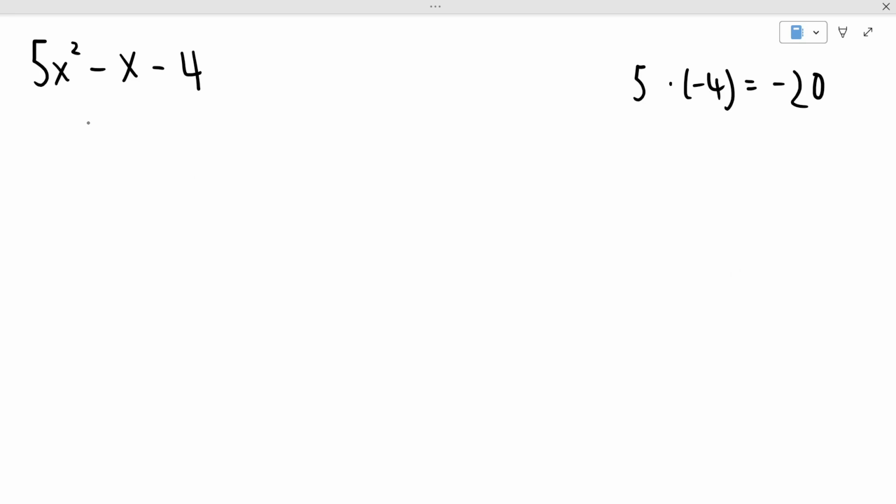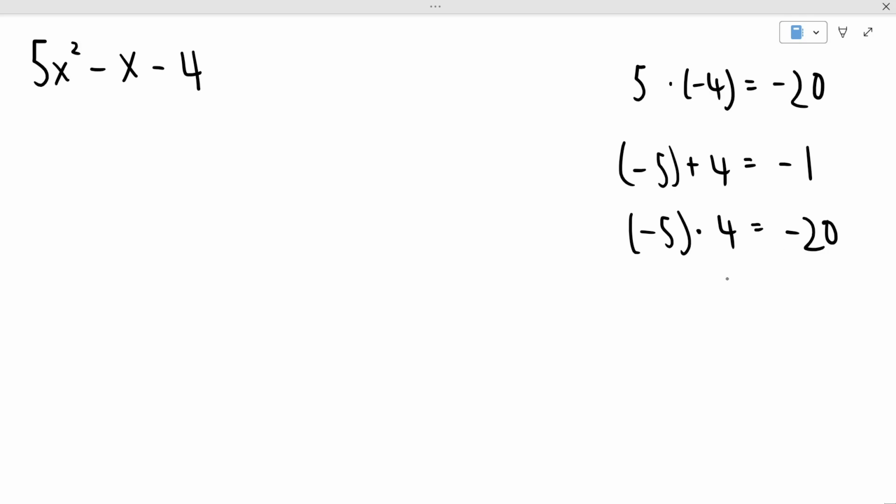So if we take negative 5 and 4, negative 5 plus 4 is equal to negative 1, and negative 5 times 4 is equal to negative 20. And that's what we want. So the two numbers we need are negative 5 and 4. So this means we need to split the middle x term into minus 5x plus 4x. So we can rewrite this as 5x squared minus 5x plus 4x minus 4. And we can see that the minus 5x plus 4x is equivalent to the minus x in the original expression.